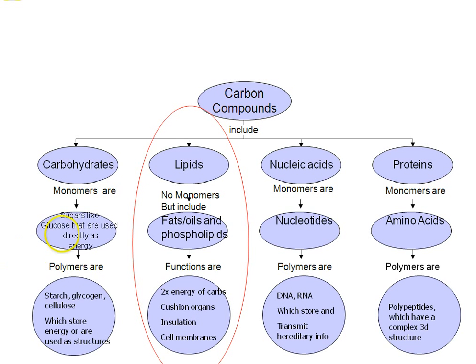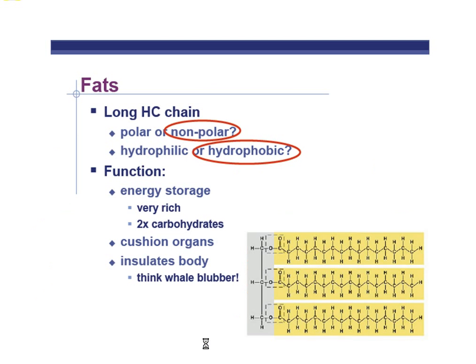Now we're moving on to lipids. They don't form monomers. They include fats, oils, and phospholipids, as well as steroids. Functions are twice as much energy as carbohydrates, cushioning organs, insulation, and making cell membranes. Fats are long hydrocarbon chains. They're nonpolar and hydrophobic, so they don't dissolve in water. They're not attracted to water, so you can't dissolve them. The function is energy storage, twice as much energy as carbohydrates or proteins, cushioning organs, and insulating the body.